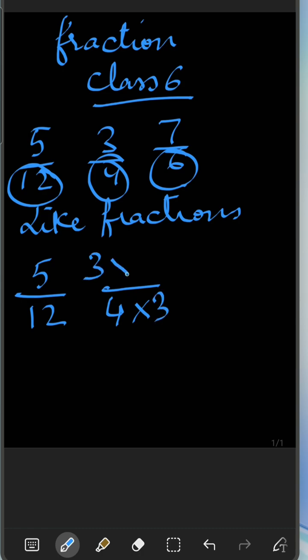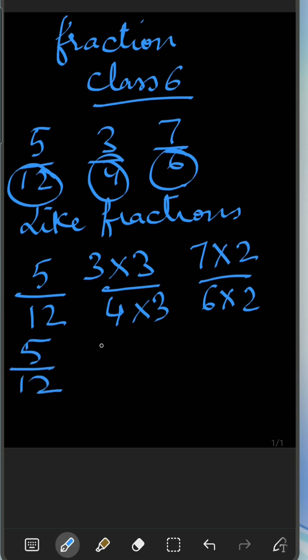And because we multiplied by 3 in the denominator, we also have to multiply by 3 in the numerator. Similarly, in the third number, we have to convert the denominator to 12. So for converting it to 12, we have to multiply 6 by 2, and we also have to multiply by 2 in the numerator. So now our numbers would become 5 by 12, 9 by 12, 14 by 12.